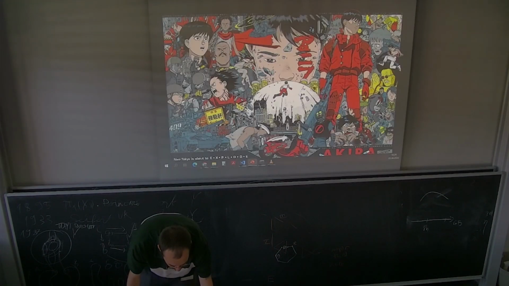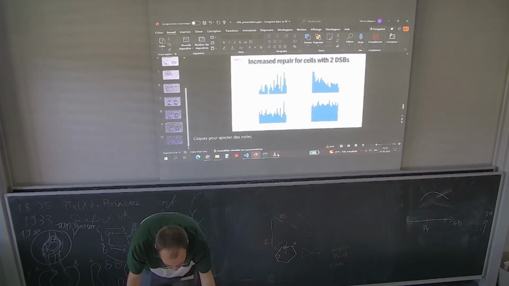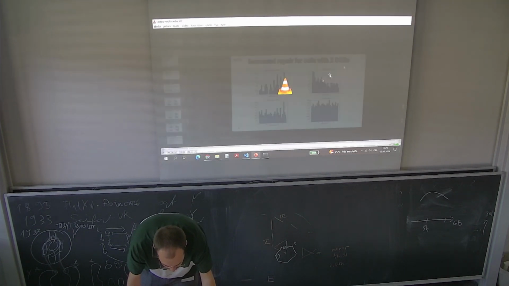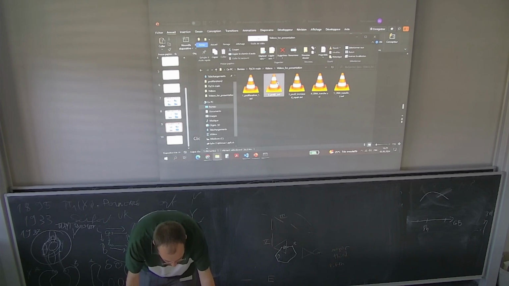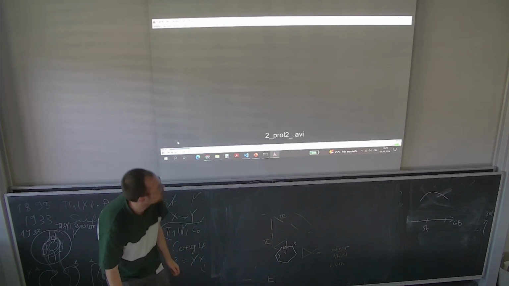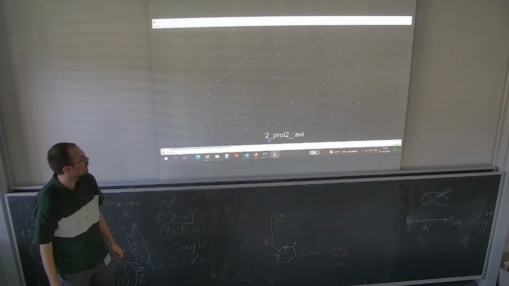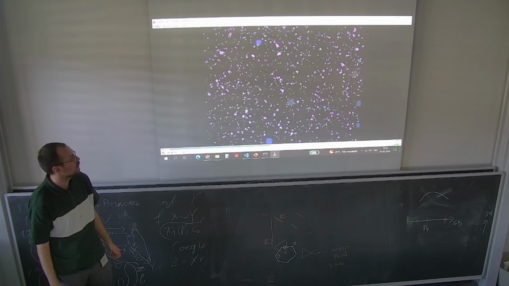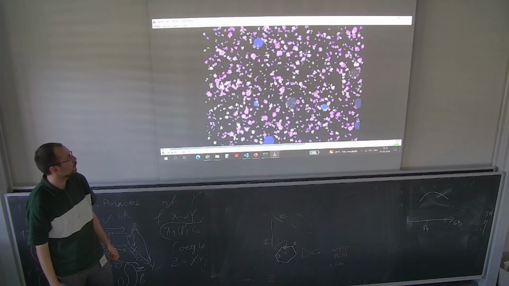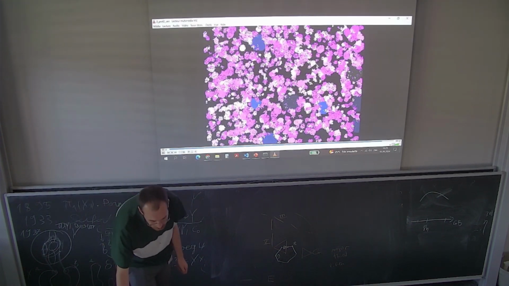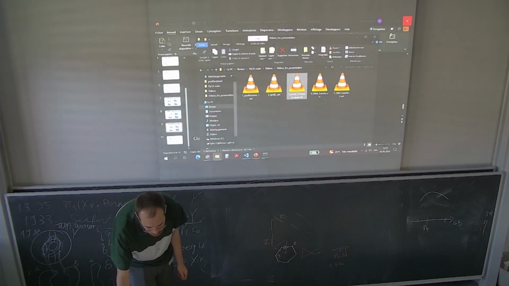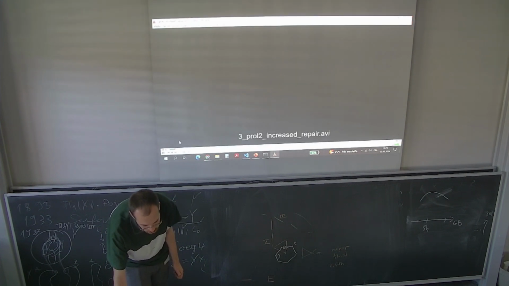So maybe I can show you what the simulation looks like. With 2 double strand breaks, you will see there are only a few cells that were able to repair, so you don't see a lot of blue cells. And if I increase the repair probability, they're just going to look like the first movie pretty much.